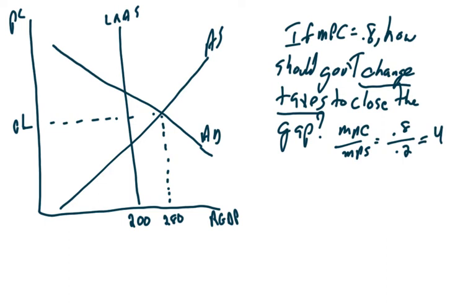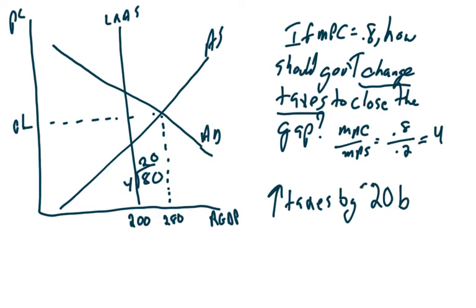I have a budget surplus of 80 billion. 80 billion divided by 4 will give me 20. And here, our answer should be the government needs to increase taxes by $20 billion in order to close the gap. All right, let's do one more example.